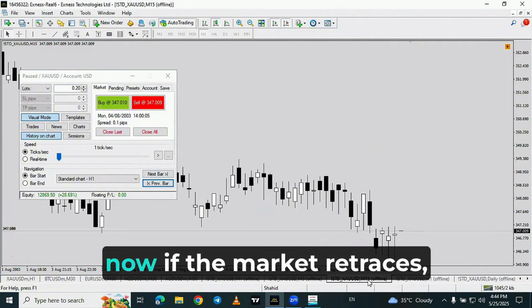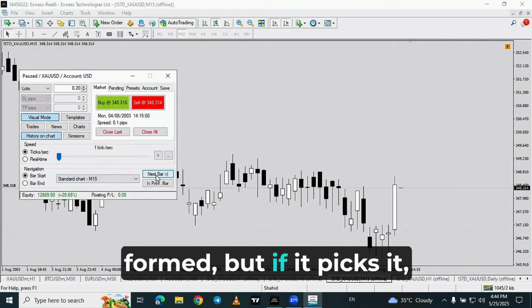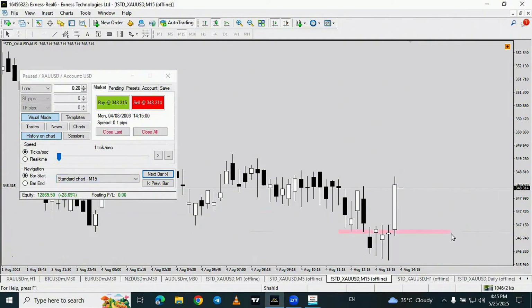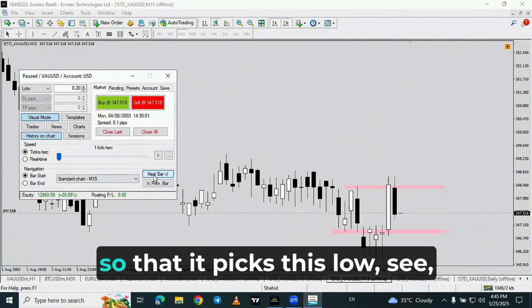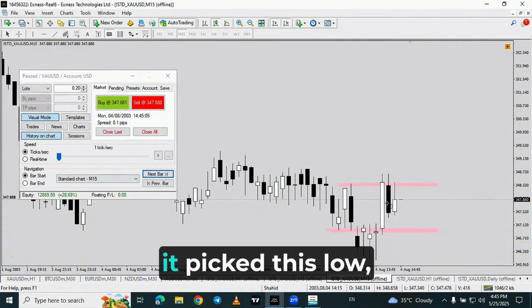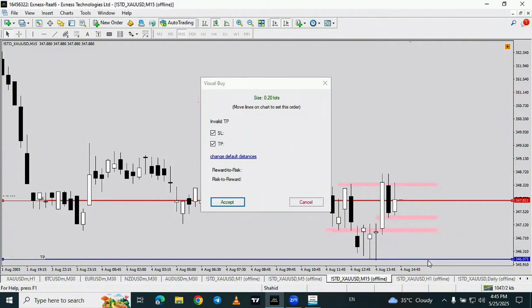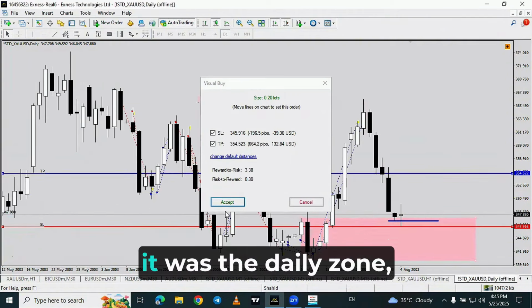Structure shifted. Okay, now if the market retraces in this, if you see terminal range liquidity has now formed, but if it picks it, you can take a small trade here too. With this trade, you can play it, but now you have to wait for its confirmation here so that it picks this low. See, it picked this low, market bullish, which is our daily zone. See, it was the daily zone.